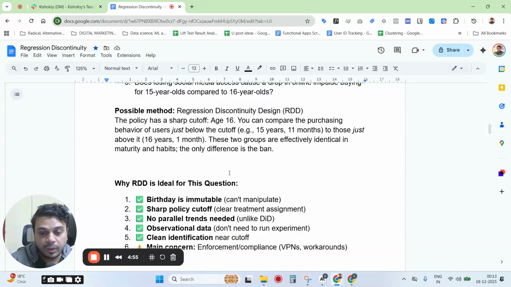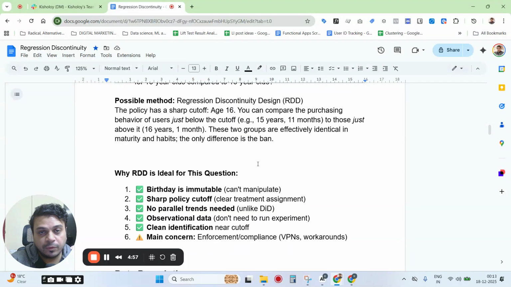So the way it works is, there's a sharp cutoff, and again, there are actually two types. I've not mentioned that in this document, but there's a sharp one, and then there's a fuzzy one. For RDD, when there's a sharp jump, that's what it's called, a sharp RDD.